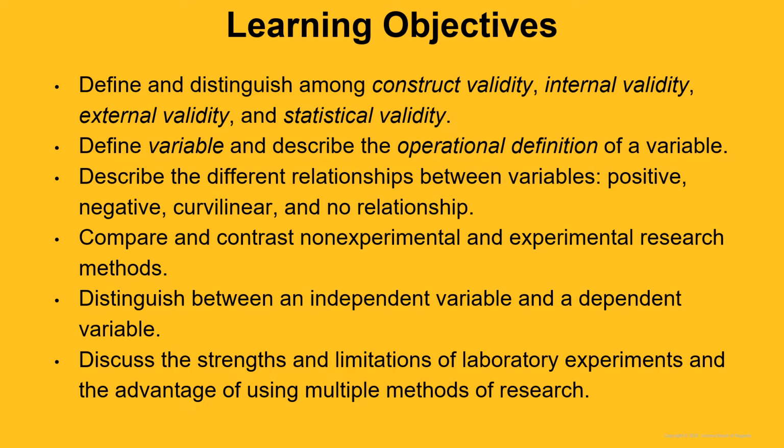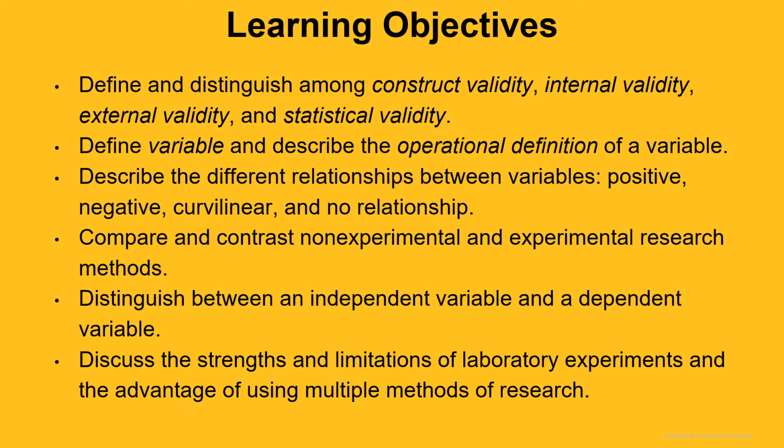The learning objectives for this series of slides will address the various types of validity, such as construct, internal, external, and statistical. We're going to talk about what variables are and how to describe a variable in a study, which is what we call an operational definition of a variable. We're going to talk about the different types of relationships that variables tend to have, such as positive, negative, curvilinear, and no relationship, as well as what these might look like on a graph. We're going to talk about some strengths and weaknesses between non-experimental and experimental research methods.